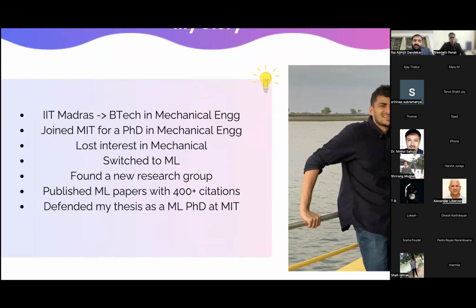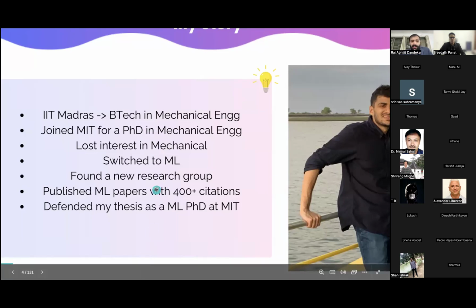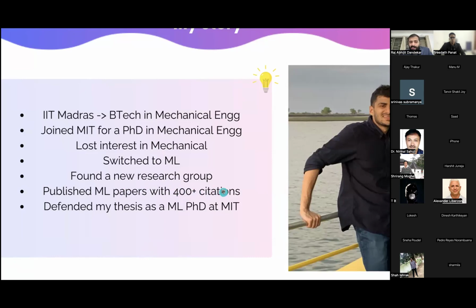In the next 3 years, I not only transitioned to machine learning, but I also published ML papers, which now have more than 400 citations. And I defended my machine learning PhD thesis at MIT. And all this happened within a period of 3 years for me. Remember, I was a mechanical engineer before.